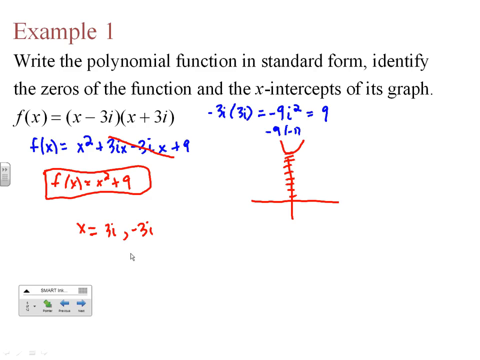I have imaginary zeros. I don't have any real zeros. If I had real zeros, those would be the x-intercepts. Since I don't, I would say no x-intercepts. Okay, but if we had some real zeros, those would be the x-intercepts.